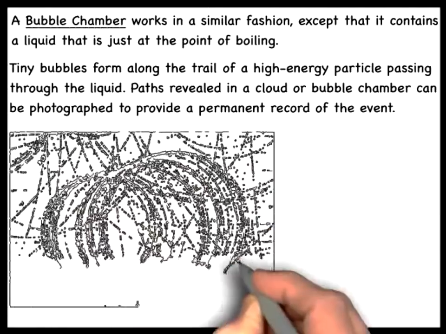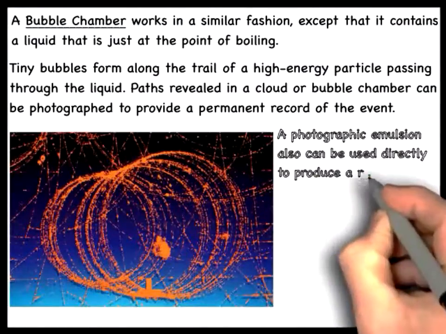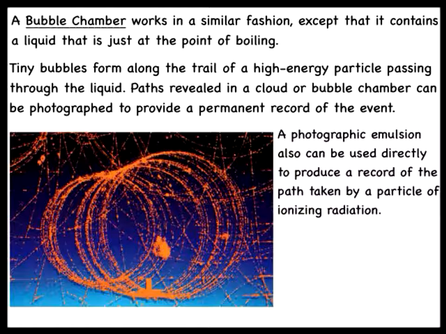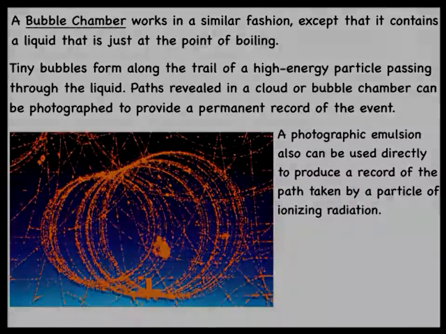Paths revealed in a cloud or bubble chamber can be photographed to provide a permanent record of the event. The figure shows a photograph of tracks in a cloud chamber. A photographic emulsion can also be used directly to produce a record of the path taken by a particle of ionizing radiation. Ions formed as the particle passes through the emulsion cause silver to be deposited along the track when the emulsion is developed.